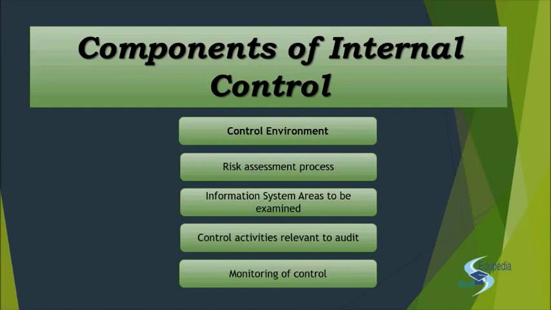Then you have the information system area to be examined. You will have to check what information systems you have. You examine your MIS, management information system. How are the transactions recorded? How are they identified? How are they reported? We'll be talking about these aspects there. Then we have the control activities relevant to audit. Over here we'll see the policies which ensure that the management directives are being followed. And at last we have the monitoring of the control. We will monitor that the controls that we have implemented are actually working effectively. So these are the 5 components that we will be discussing in the next lecture.